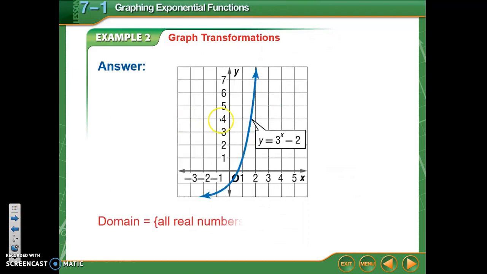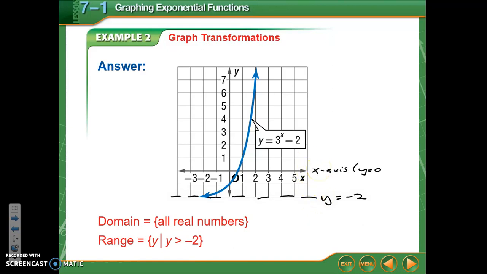So what happens in my graph is that now this line, y equals -2, is now my horizontal asymptote. It used to be the x-axis, which is y equals 0, but that also got moved down 2 units. So now my new horizontal asymptote is y equals -2, which determines my range. So here my range is y is greater than -2, but my domain is still all real numbers.